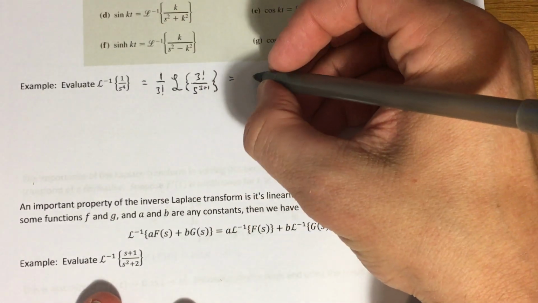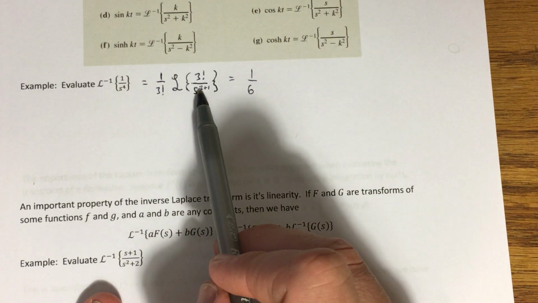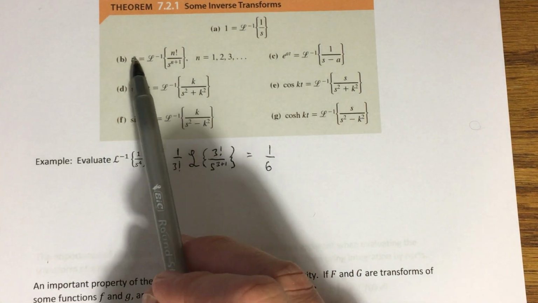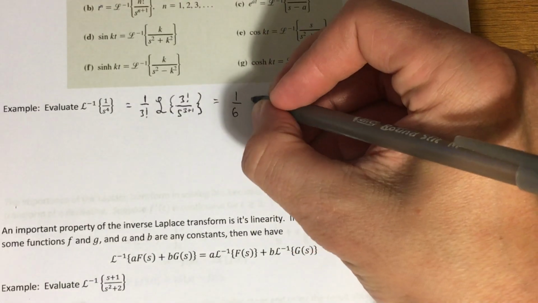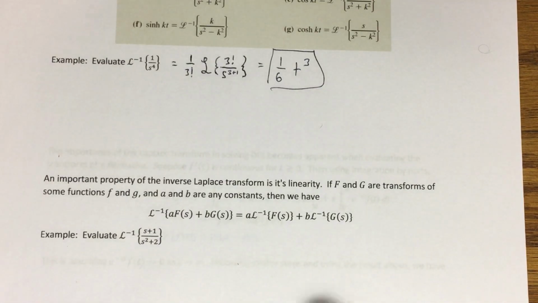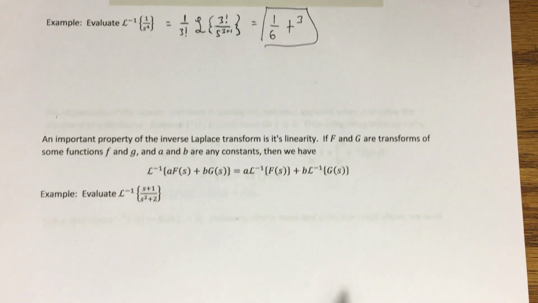1 over 3 factorial is 1/6. And this Laplace transform, n in this case, is 3. And this would equal t to the 3rd power then. Notice I didn't have to do any integration or anything like that. I just use what I can from the table along with my linearity property.